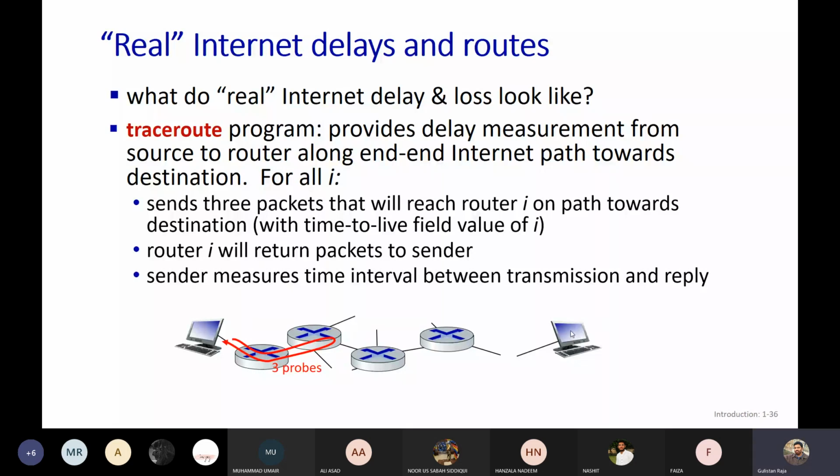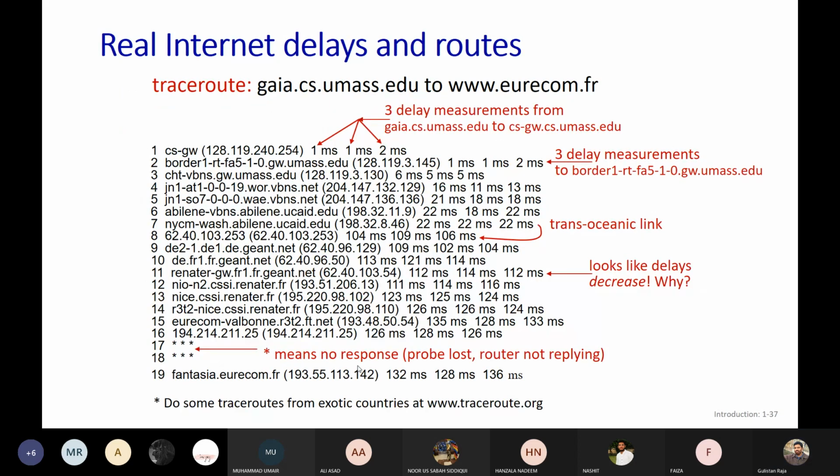Practically, try to do this. In this way, 3 probe packets are sent to each router and the time delay is calculated. This is an example with 3 delay measurements, sending and receiving, and the total. For example, a traceroute from one host to eurecom.fr. So this is a traceroute example. Try this at home.